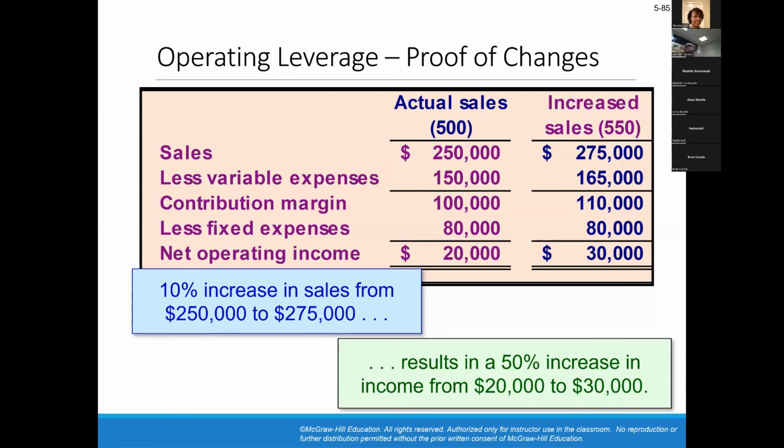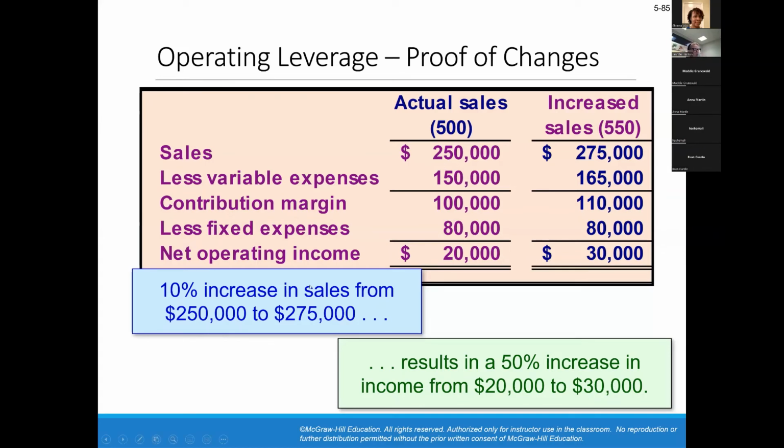Okay, so you don't have to actually calculate all that out. You can just multiply by 1.10. So I'm increasing sales by 10%. So now I need to work all the numbers to verify that my net operating income increases by 50%. So everything else stays the same. So I have my 550 units times 300. I get 110,000 for my contribution margin. 80,000 is my fixed. And so now I have a net operating income of 30,000.